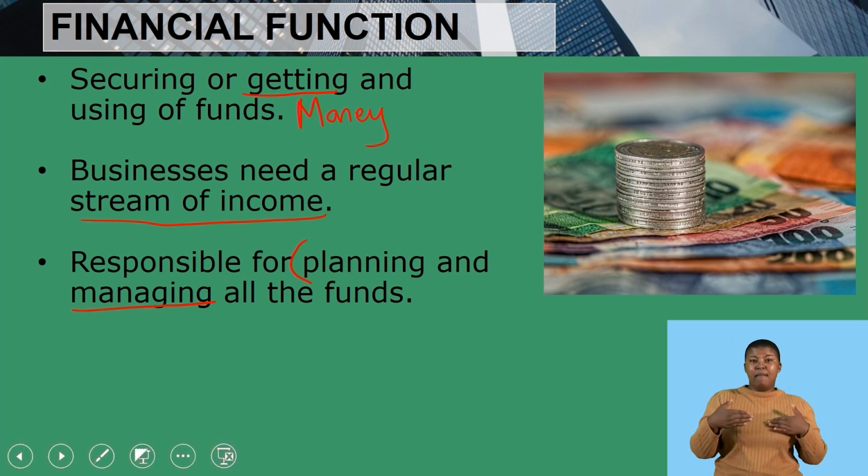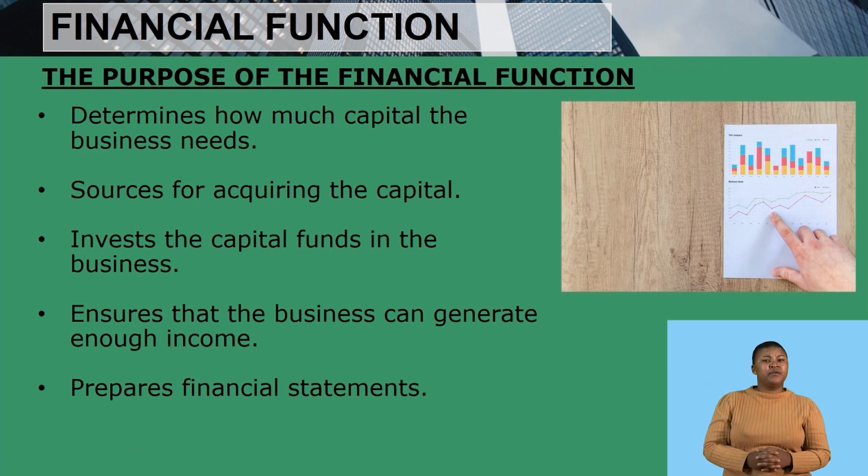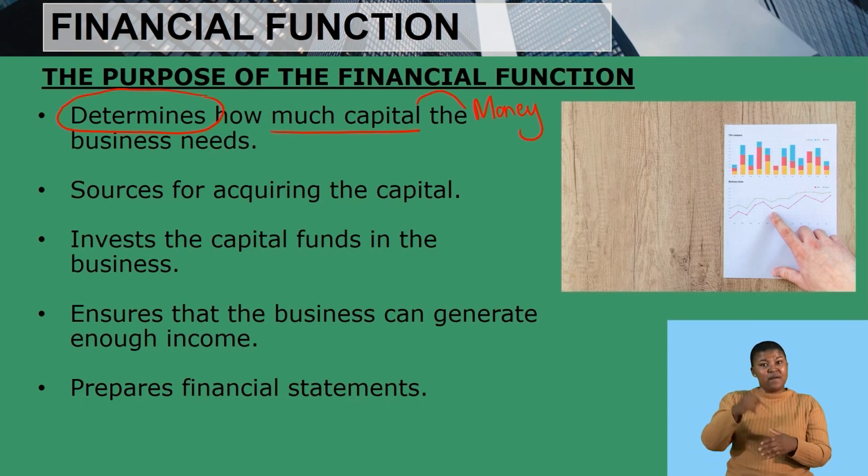So if we take a closer look at the purpose of the financial function, we will see that firstly, they must determine how much capital. Now when we refer to capital, we also refer to money that is used to start or run the business. Now financial function needs to determine how much money we need in the business. And they do this through budgeting. So they will set a budget for the entire business.